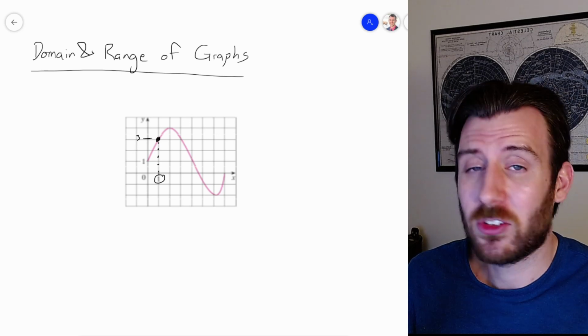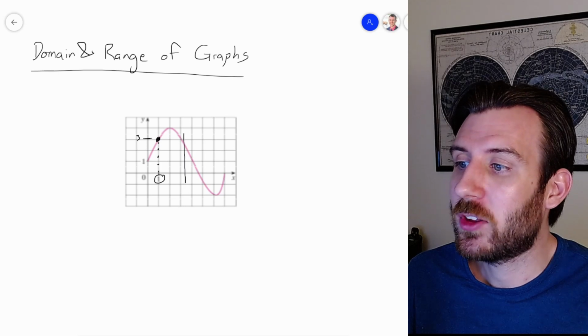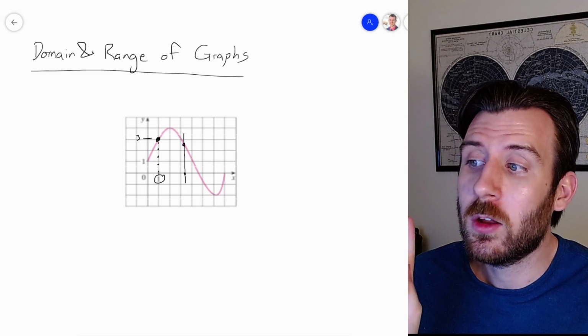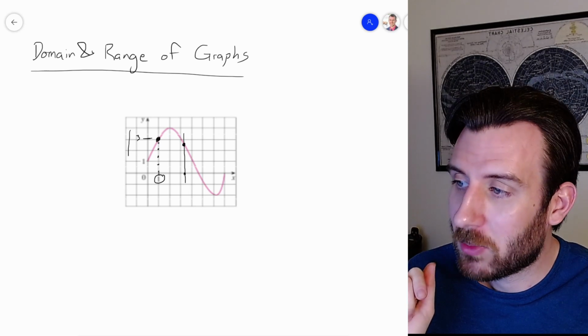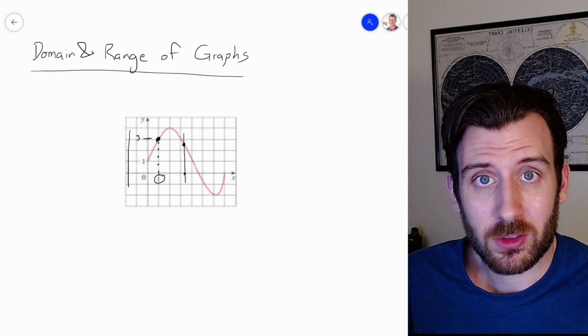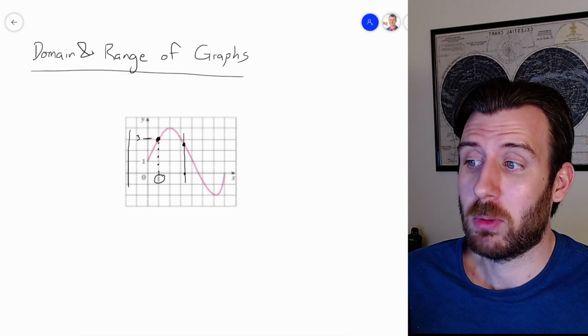The vertical line test is a visual test we can give to a graph to say, at every single input x, am I going to have only one possible answer? And even if we go over here at some x values that are off the graph, there still is no ambiguity. There's just no answer. These are parts of our domain that just don't have a good output.